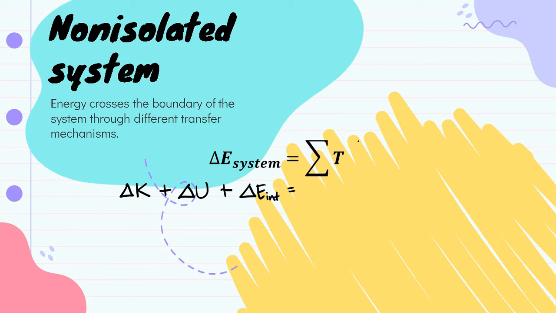And what are the transfers that we mentioned earlier? One is work, second is heat, third is transfer through mechanical wave, fourth is transfer through matter transfer, fifth is transfer through electrical transmission, and last is transfer through electromagnetic radiation. This is the full equation that we use for a non-isolated system. I hope that you can still remember these equations when we try to answer a problem related to this type of system.